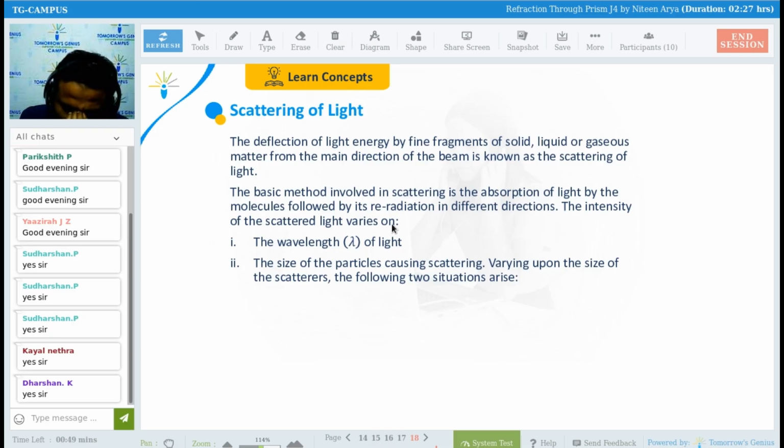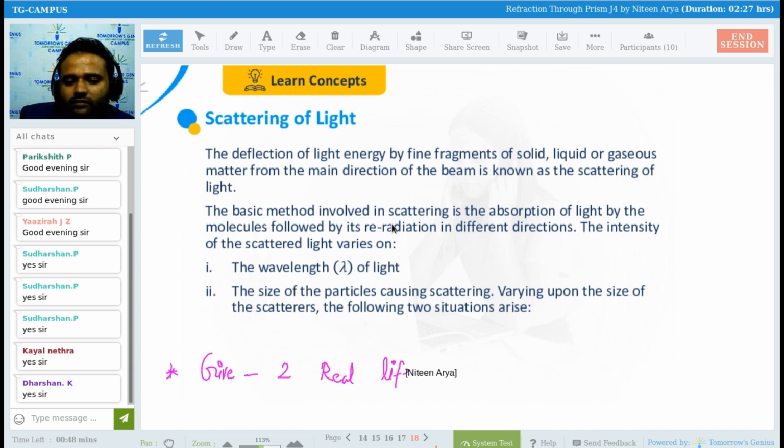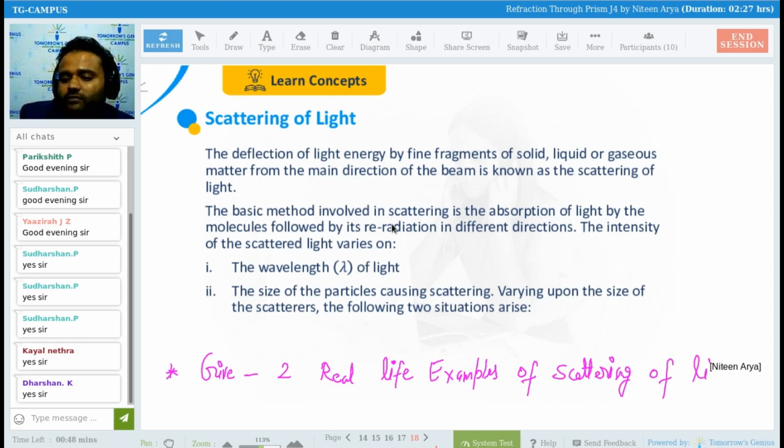Okay, give me two examples of scattering of light. Real life examples. And explain also. Give two real life examples of scattering of light, other than the sky color being blue.